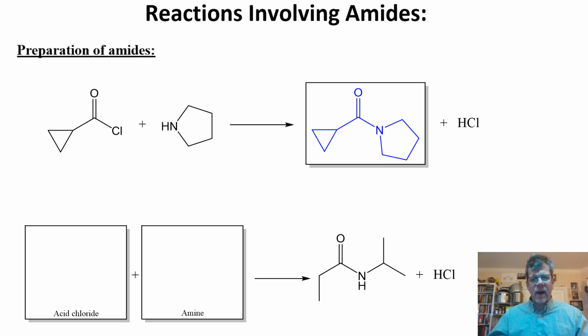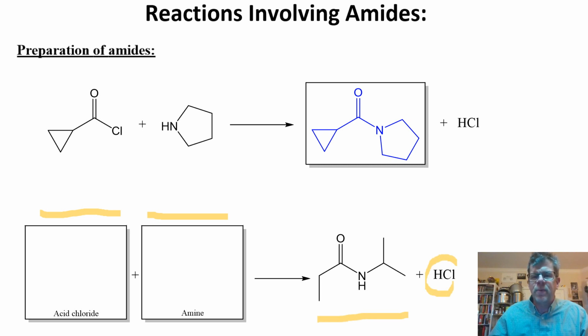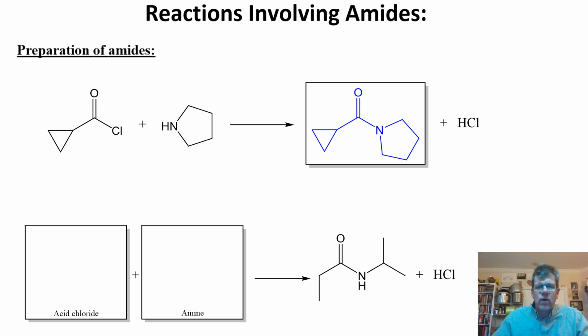Looking at the bottom one here, notice they're labeled, we have an acid chloride and an amine. Okay, well that's a dead giveaway because clearly we have an amide here and we're spitting out HCl as a side product, so we just have to be able to draw the acid chloride and what amine we're going to be getting.